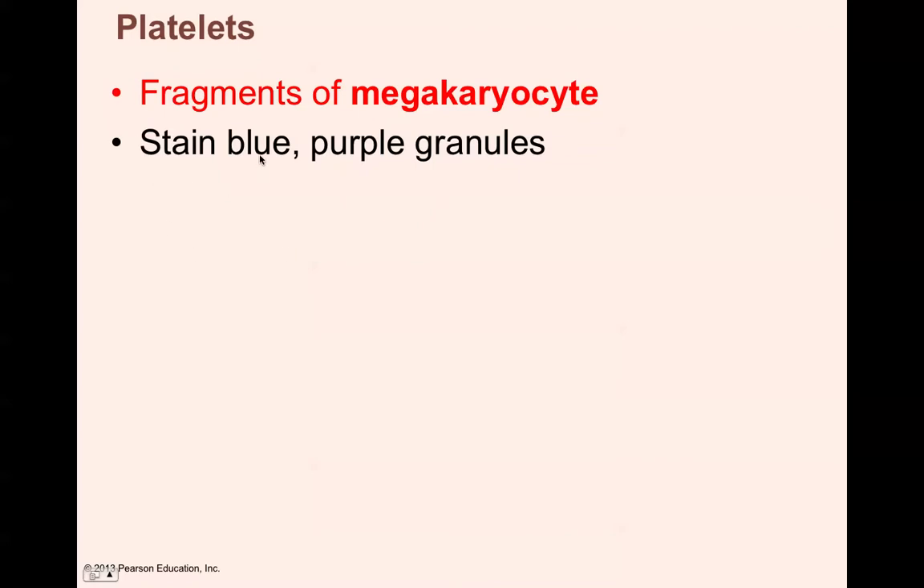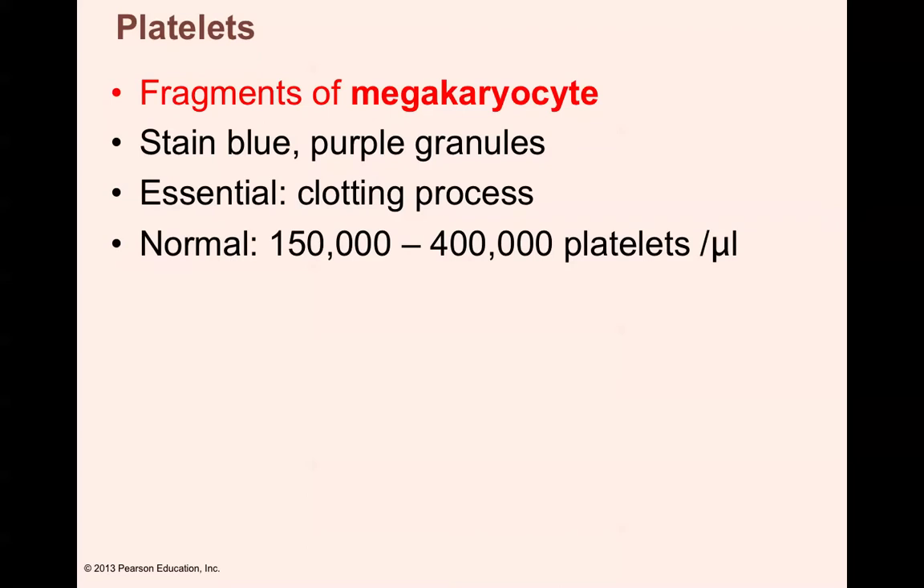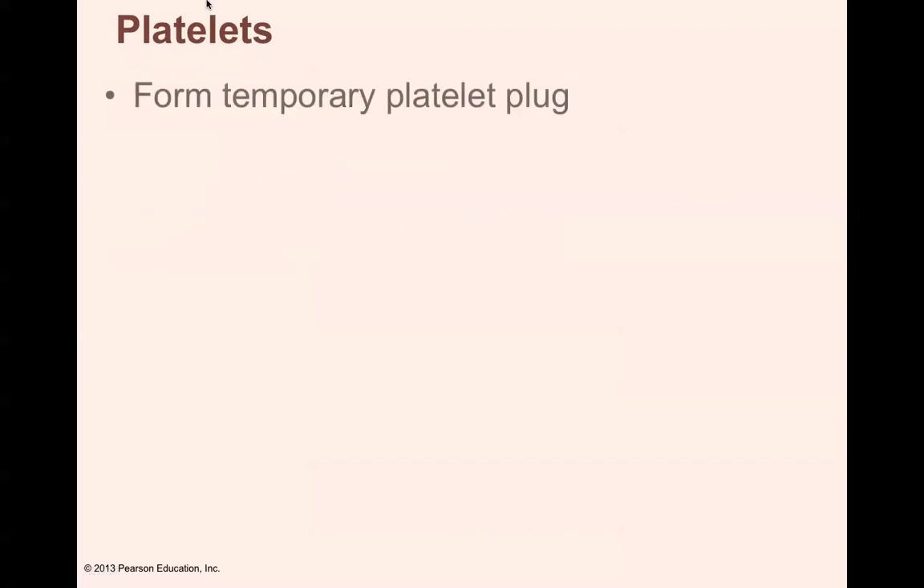They have blue-purple granules that stain quite readily. Platelets are essential for the clotting process. Normally, we have about 150 to 400,000 platelets per microliter. And platelets actually form a temporary platelet plug at the site of when a blood vessel is injured.